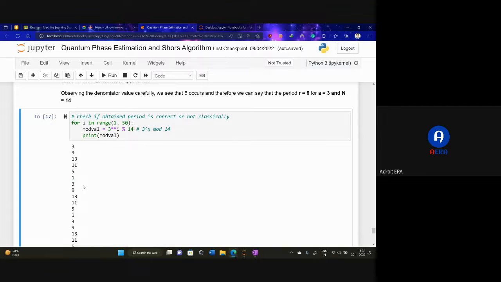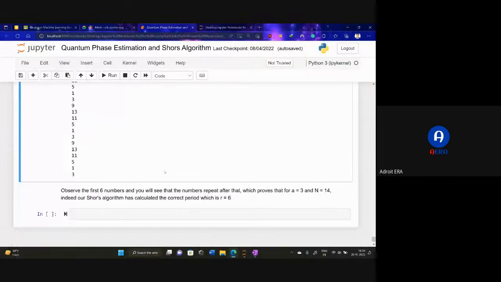So therefore, this proves indeed that for the correct period, which Shor's algorithm has given us approximately, this r value is indeed correct. Okay, so we also prove classically that if you observe the first 6 numbers, after that it repeats, which is the period for a is equal to 3 and n is equal to 14.